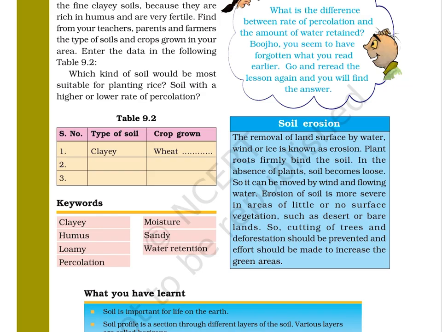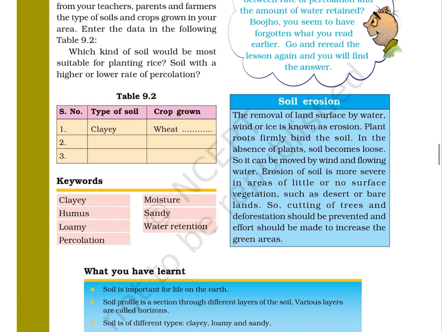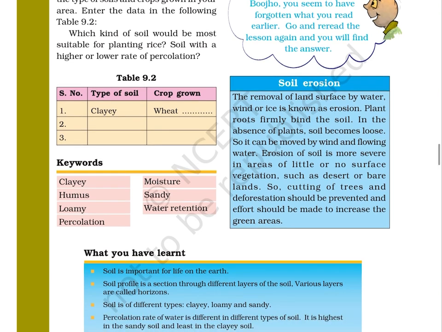Table 9.2. In this table, there are 3 columns and 3 rows. In the first column, we have serial number. In the second column, we have type of soil. In the third column, we have crop grown. Row 1. The type of soil is clay. The crop grown is wheat, comma, blank. You have to fill in the blank and also the other rows.